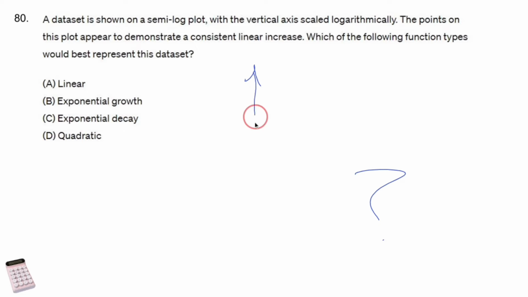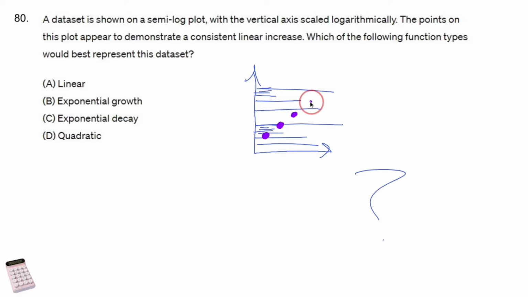If you have a semi-log plot, and I'm not even going to attempt to really draw this, but you might remember semi-log plots kind of start out here and then things simplify or get closer, and then this happens. Well, if on a semi-log plot you have dots going up and to the right, that does not indicate a linear equation, because semi-log plots have their vertical axis scaled logarithmically. It says that right there. So this is not linear. What you have going on is exponential growth.